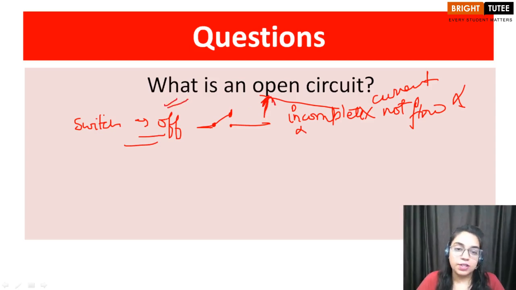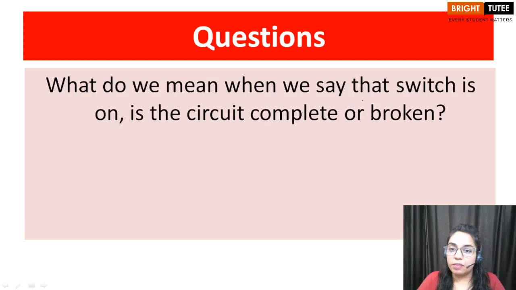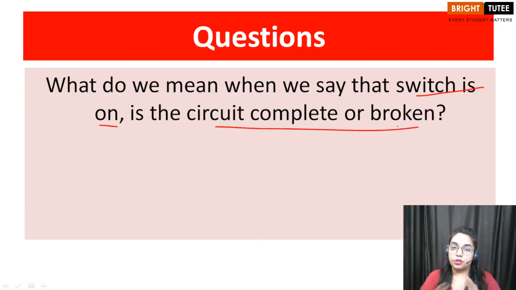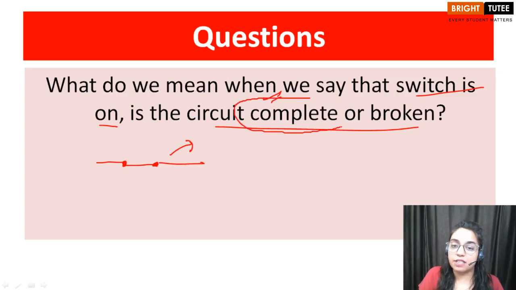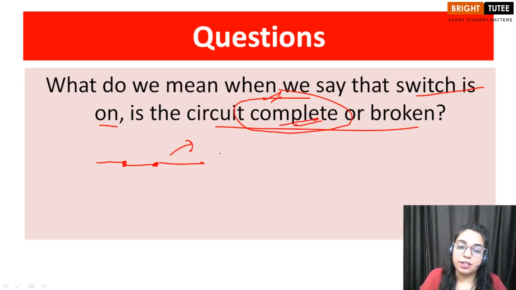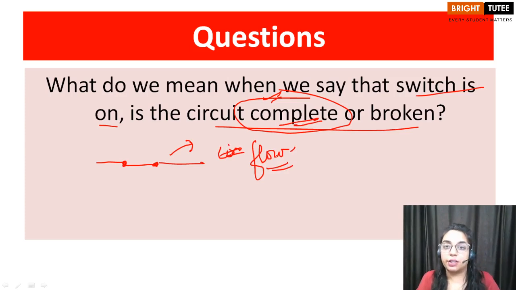Okay children, let's move to the next question. What do we mean when we say that the switch is on? Is the circuit complete or broken? So children, just keep in mind, whenever we have a switch which is on, it means the circuit is complete. So this answers the first part of your question, that the circuit is complete in a switch on position. Okay children, and when the circuit is on, the current will flow properly and the bulb will glow, which is attached in the circuit. So whenever the switch is on, the circuit is complete.